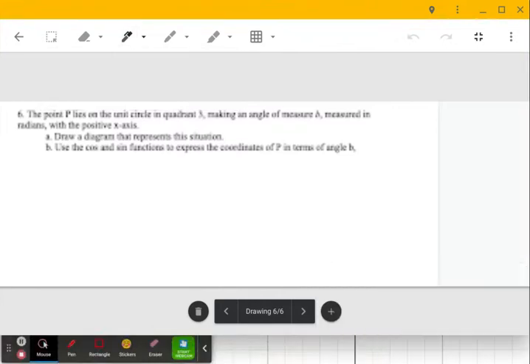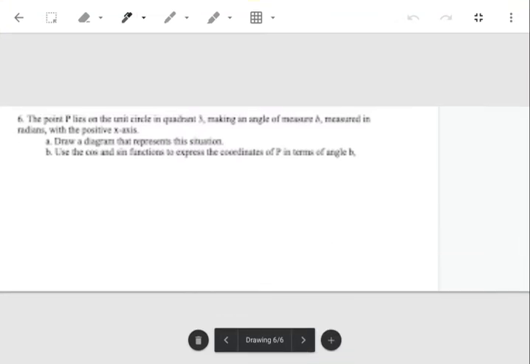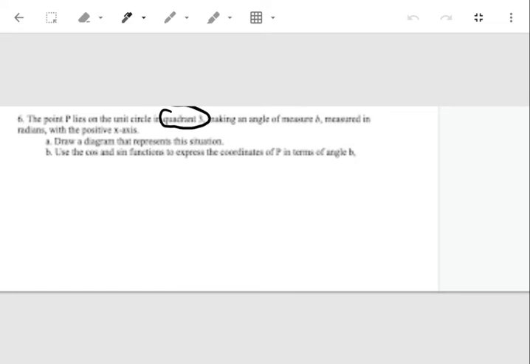The point P lies on the unit circle in quadrant 3, making an angle of measure B, measured in radians, with the positive x-axis. A, draw a diagram that represents this situation.